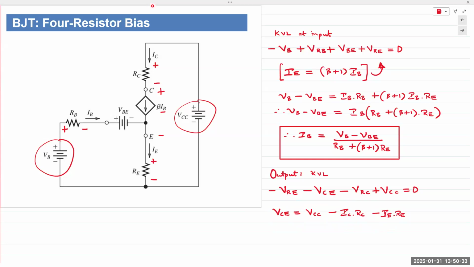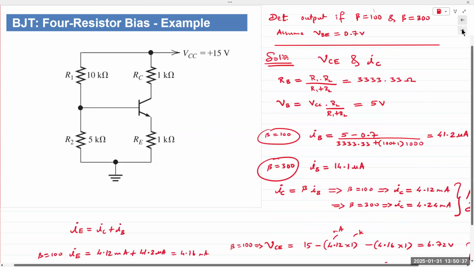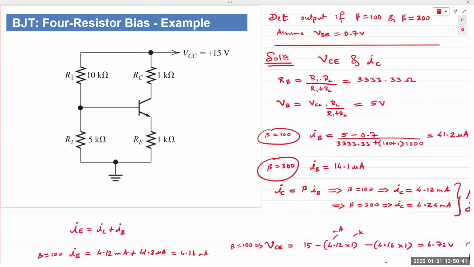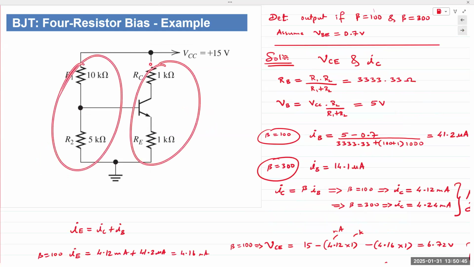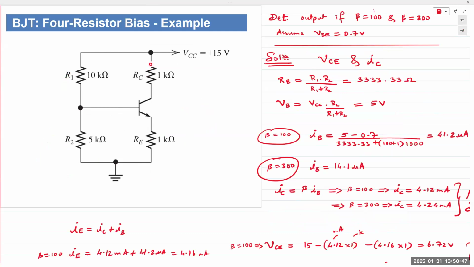So let's look at an example with some values. We have that same circuit. Now we have the resistor values. And VCC is plus 15 volts.